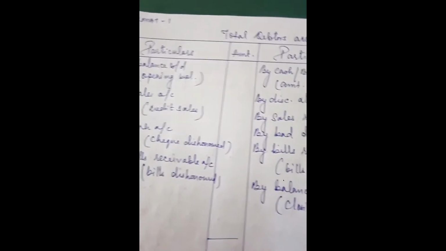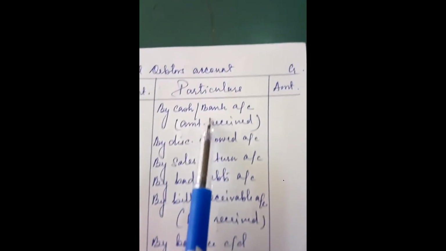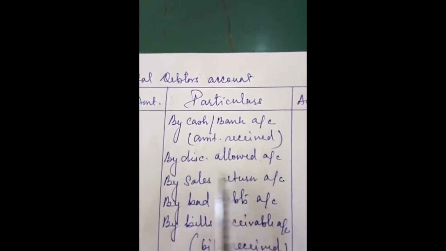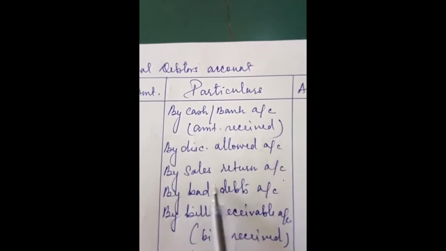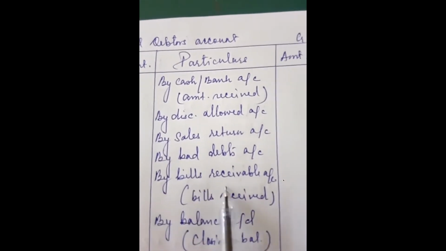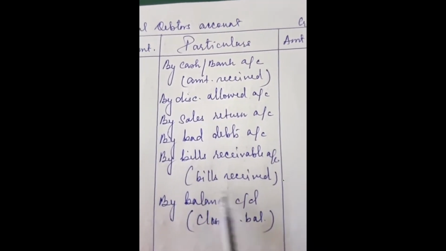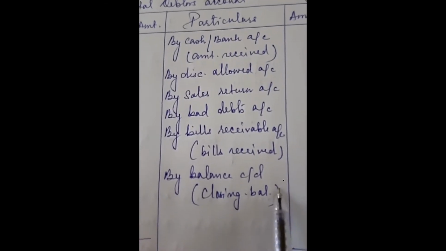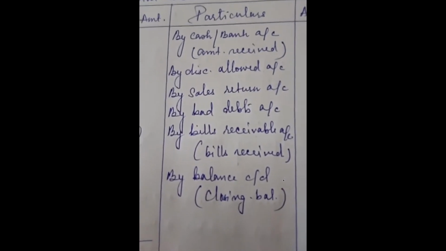Now, let's look at the credit side. By cash or bank account, this is when the amount is received. By discount allowed account, by sales return account, by bad debts account, by bills receivable account, this is when bills are received, and finally by balance c/d, this is the closing balance.